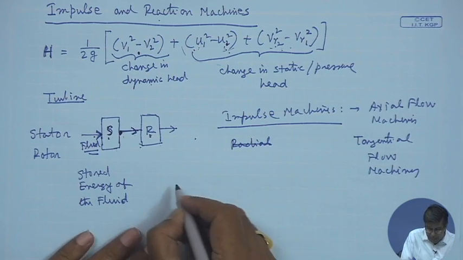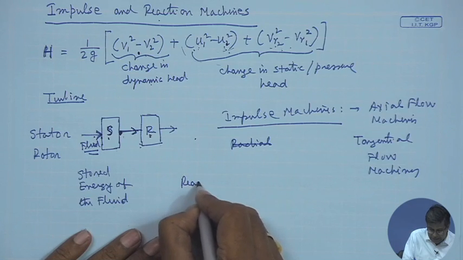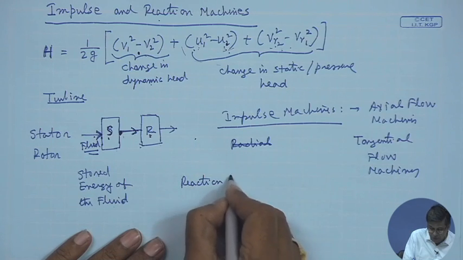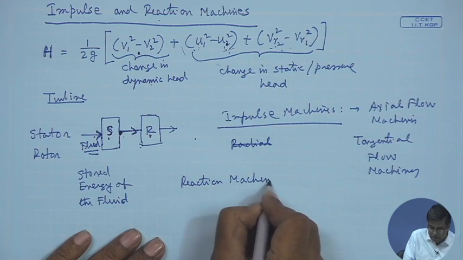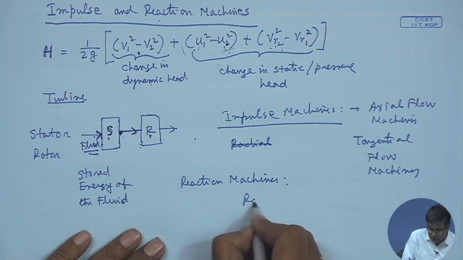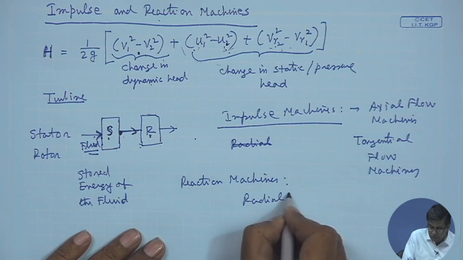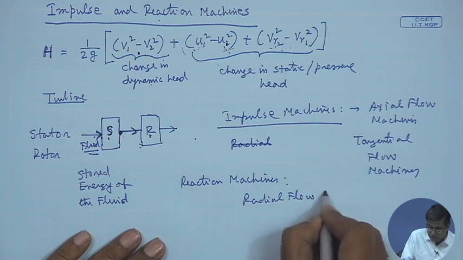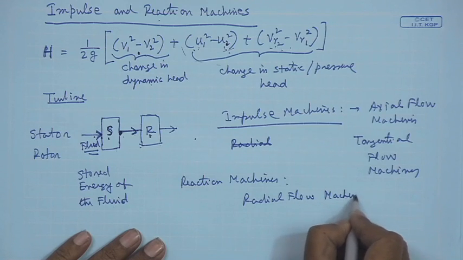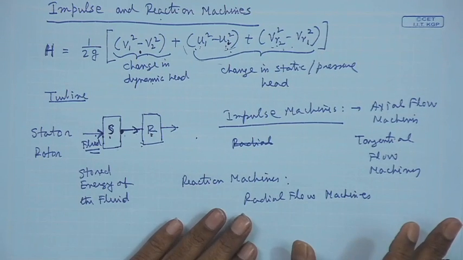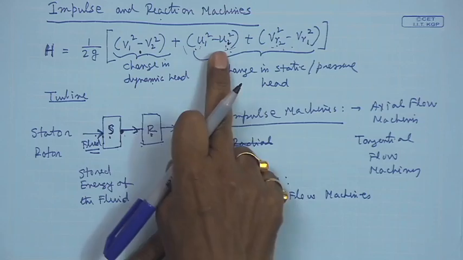But reaction machines are always radial flow machines. Reaction machines are always radial flow machines, because this is inevitable.